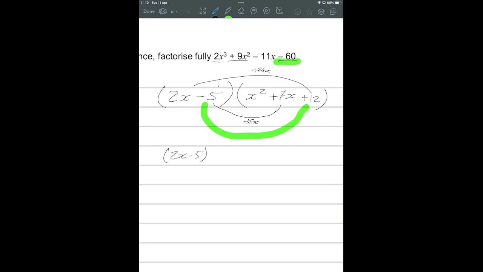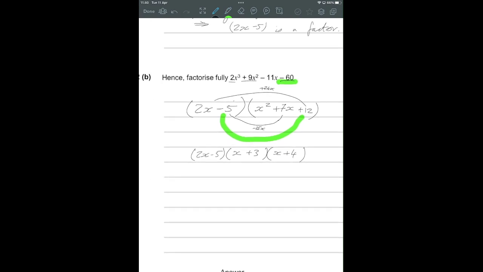It said factorise fully, so let's try and factorise the quadratic term as well. Two numbers multiply to 12, add to 7: x plus 3, x plus 4, and that is factorised fully.